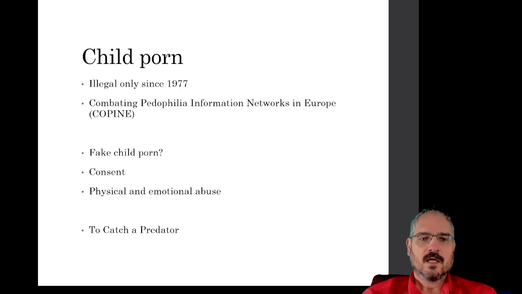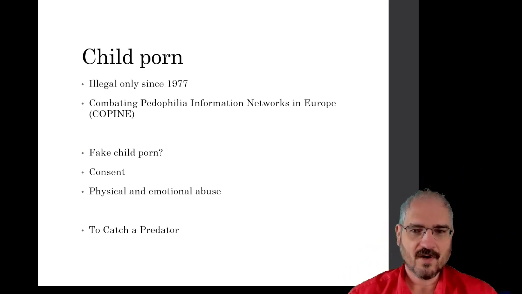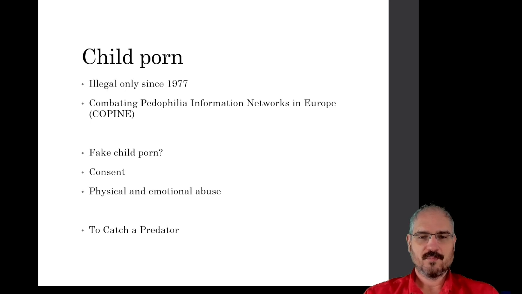So, child porn here in the United States was legal up until 1977. It wasn't until relatively recently that it even became a crime to depict somebody under the age of 18 in our pornographic material. So, there's an organization in Europe called Combating Pedophilia Information Networks in Europe. That's COPINE. We're going to be talking more about them in the next few slides. They're an organization working to prevent and prosecute child pornography.